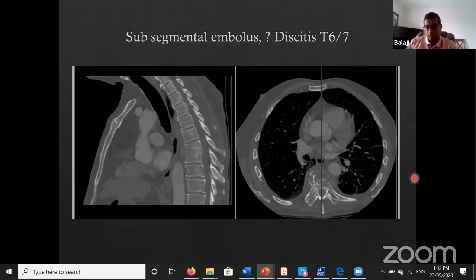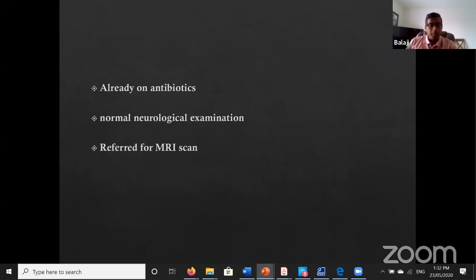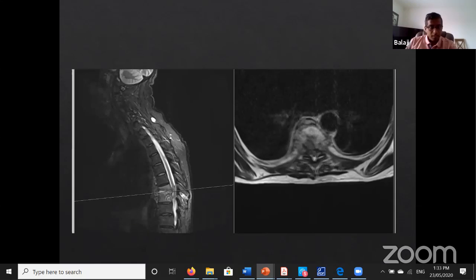Now, because of this diagnosis, the medical team go and examine him again, and they find that he has a normal neurological examination. And because he's already been started on antibiotics, he's been referred for an MRI scan to look at the destruction in the spine in further detail. He has an MRI scan, which shows further destruction in the end plates, and it's extending into the spinal canal. There is some degree of epidural abscess and spinal cord compression.